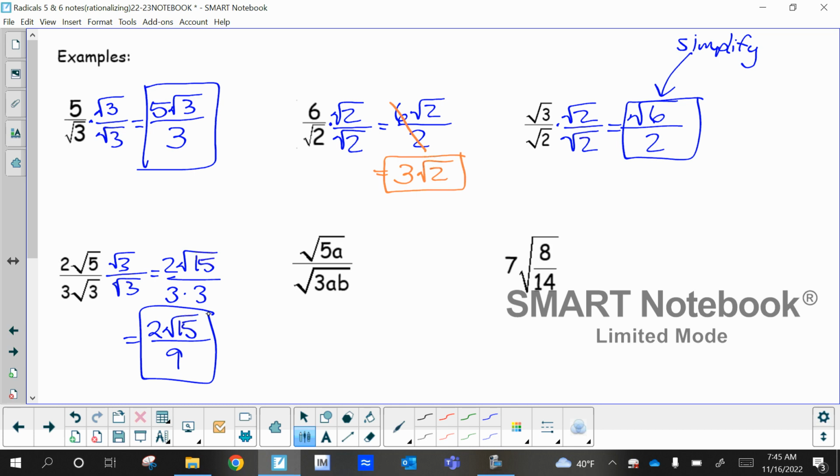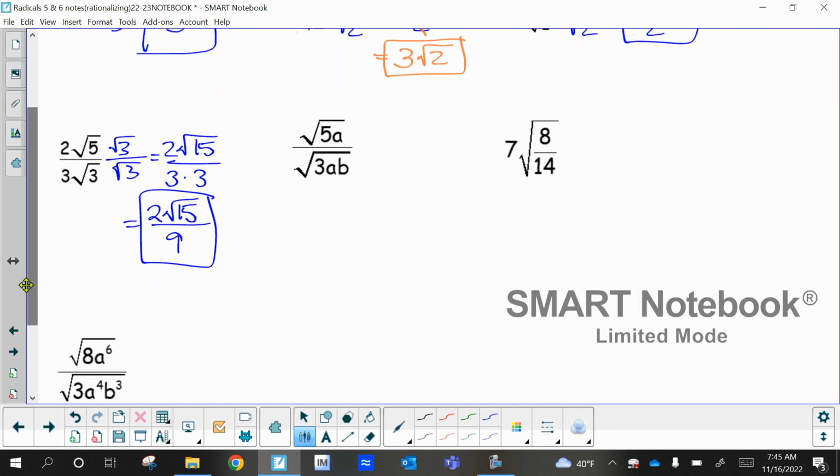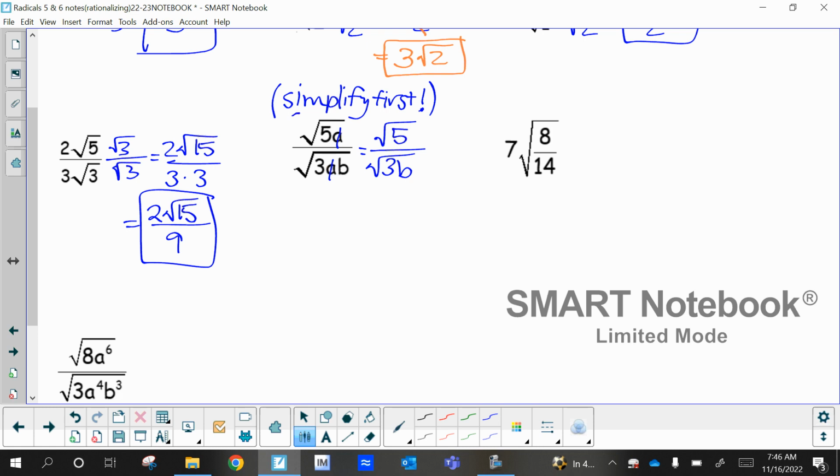Okay, let's check this next one. Now here's something that I want to tell you. In this one, whenever you can simplify anything in the radicands firsthand, then do that. For instance, this A and this A cancel out. Those are both radicands, and you're allowed to cancel out. So really what this is, radical 5 over radical 3b. Okay, so I'm going to put a little side note, and you should too: write simplify first, exclamation point, okay? Right there in that one. So you can simplify those A's out.